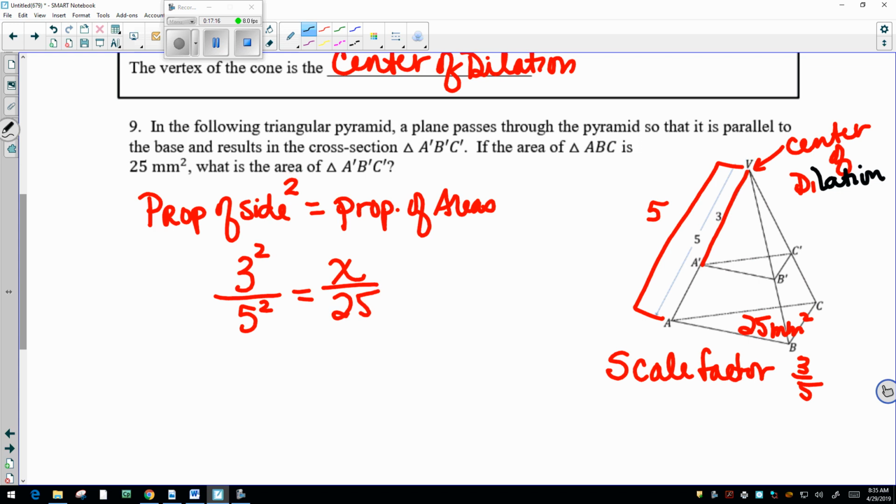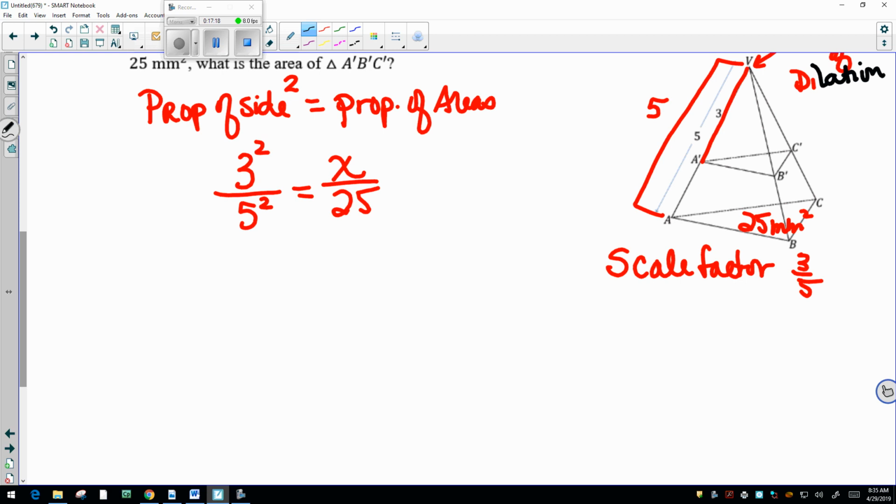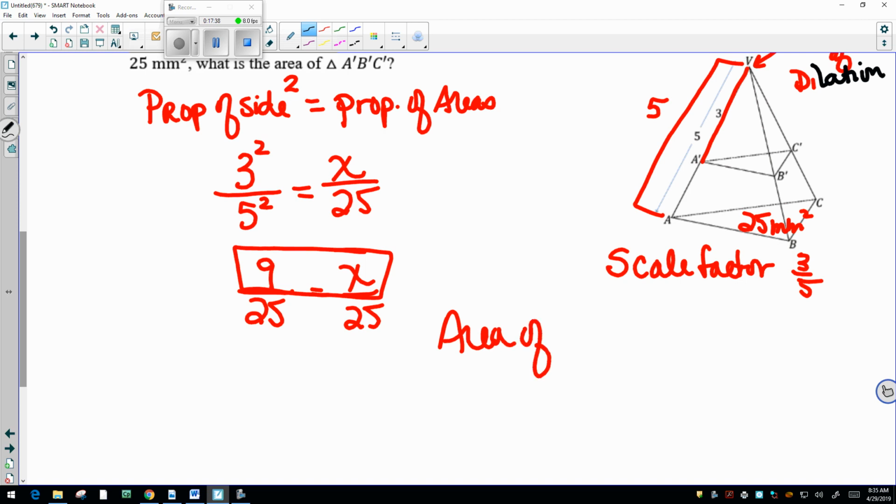Normally I would say cross multiply, but this is going to be even easier to solve because if I square 3, I get 9, and if I square 5, I get 25. So over here, it's hopefully very obvious that x has to be 9 to make those fractions equal. So I could tell you the area of triangle A prime B prime C prime has got to be 9 millimeters squared.